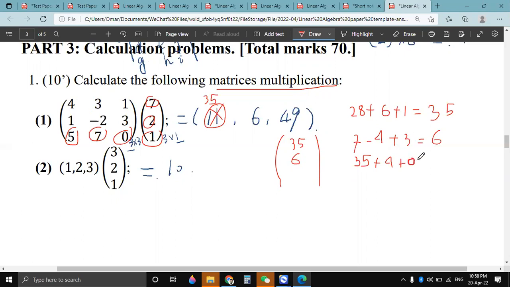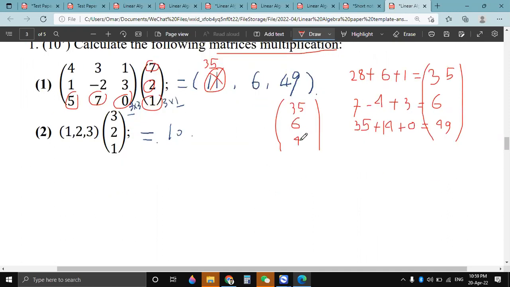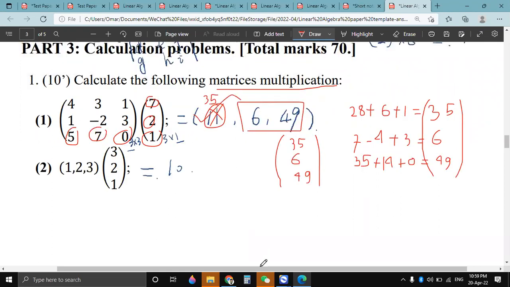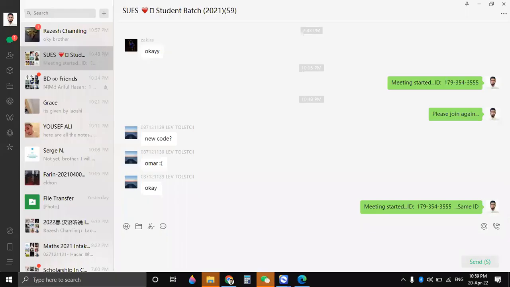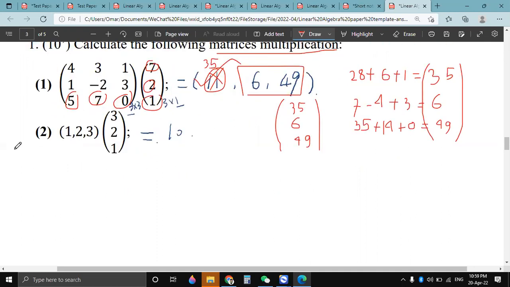So the answer is... oh, okay, it will be 14, right? So it will be 49. So you see here, this is the result: 35, 6, and 49. So Laushi wrote this, but it is not correct. You can check using a matrix calculator. Okay, fine. So let's see the second question.